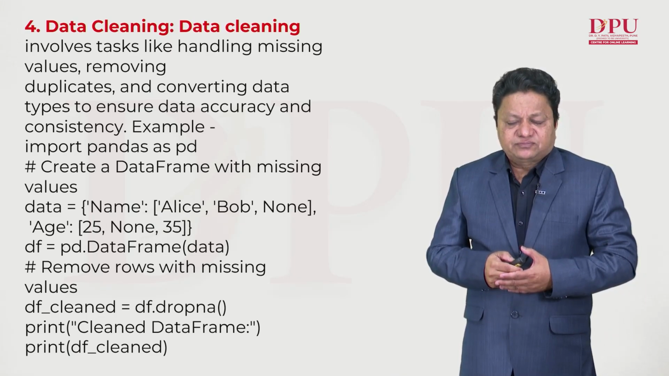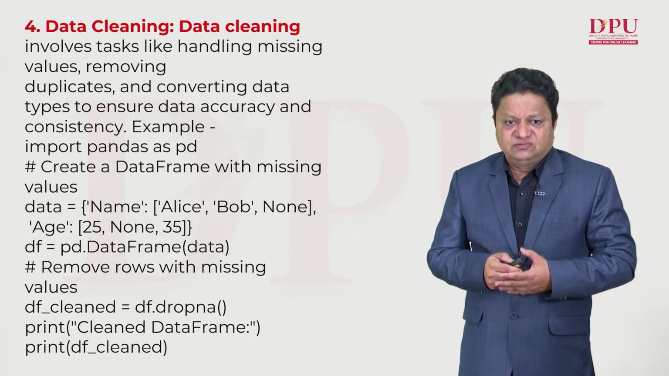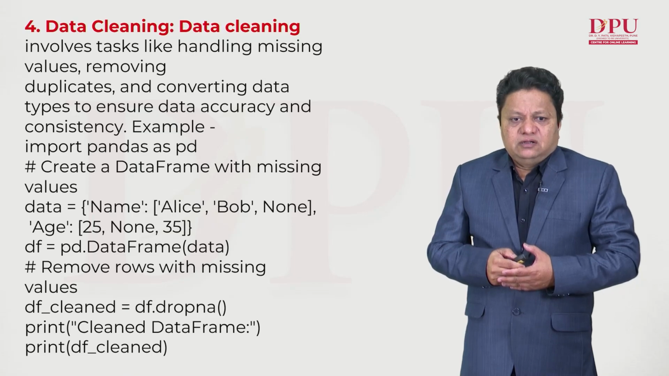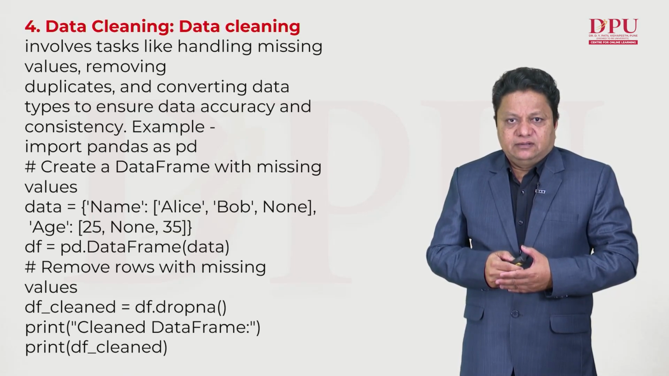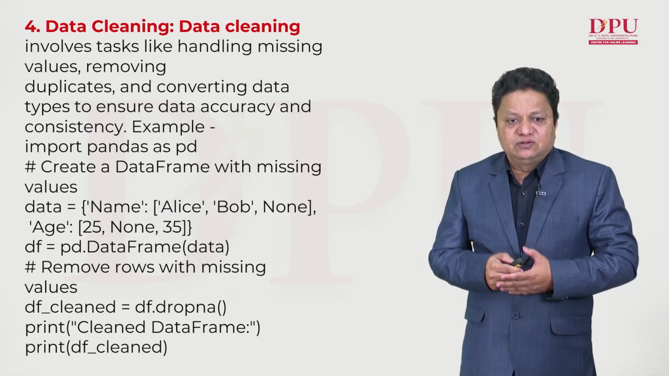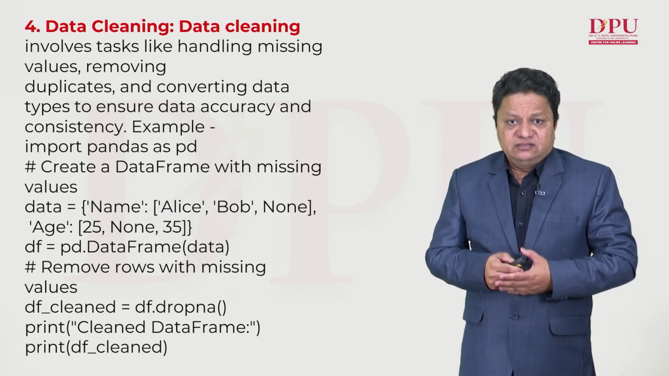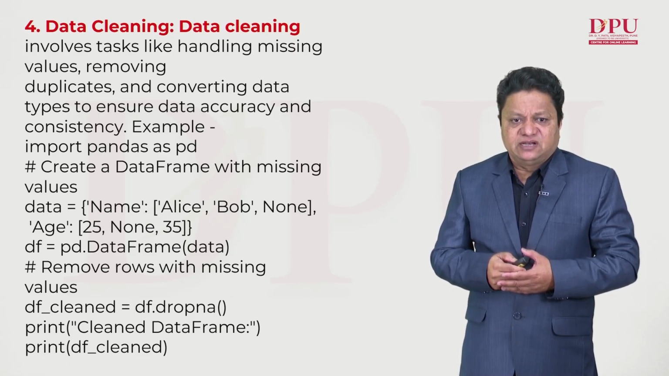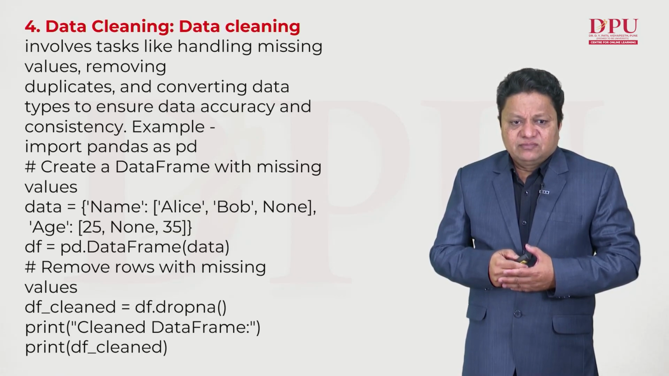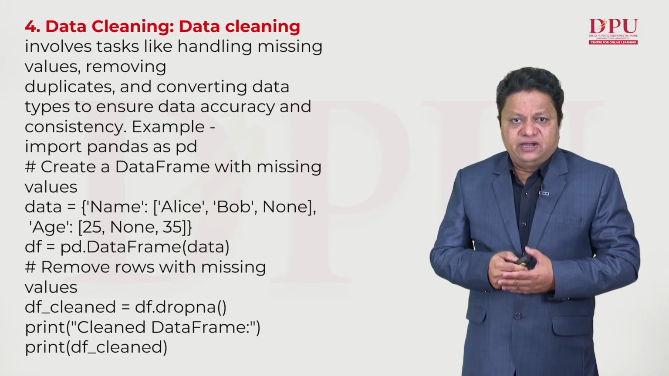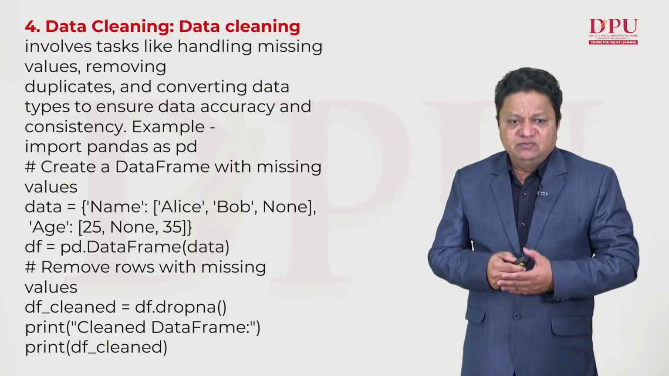Let us see with the example. First, I am importing pandas as pd. After that, I am creating the data frame with missing values. So, here first I am creating a dictionary, data is equal to name, the same dictionary that we have created in the previous example. So, here basically I am creating a dictionary with the name data, with key as name, with values as Alice, Bob and None. So, None is a missing value.